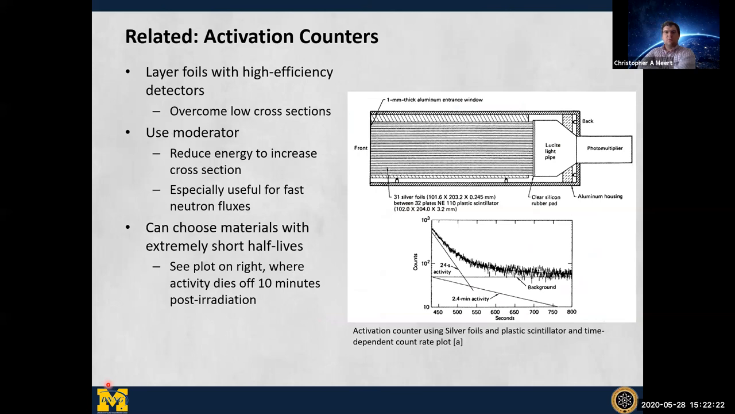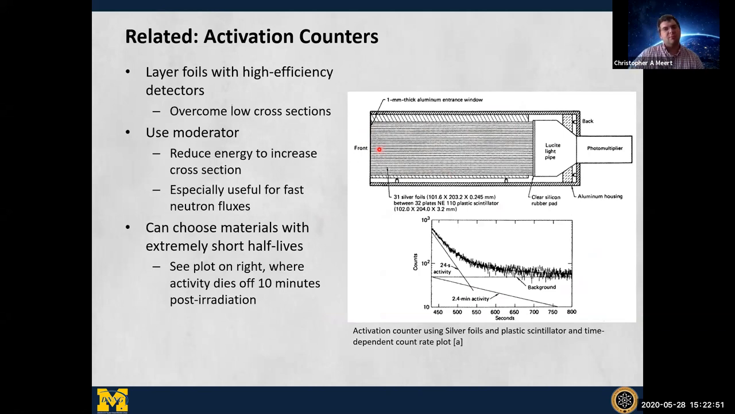So one related thing to this before we move on to some examples is something called an activation counter. This sort of gets around the requirement that you need to move a foil to count it. What you can do is layer some foils that have these activation cross sections right next to a large detector. So the example on the right are silver foils layered with plastic scintillator. It might be difficult to see, but you can see these black and white lines.